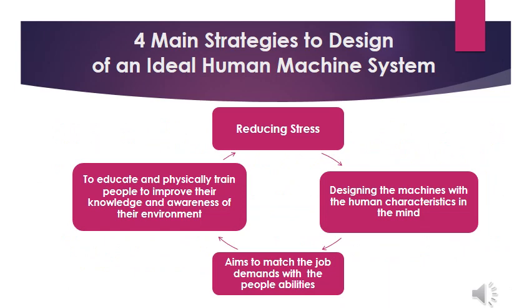There are four main strategies to design an ideal human-machine system. The first strategy is concerned with stress, which is either physical or mental. Poorly designed equipment may make the subject assume a bad posture that will cause abnormal stress on the subject. When this stress exceeds the subject's tolerance and limit, the performance and productivity will decline and the safety and health of the subject will be affected too. The second strategy is concerned with the design.